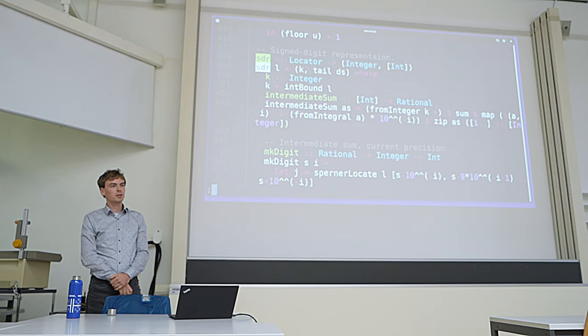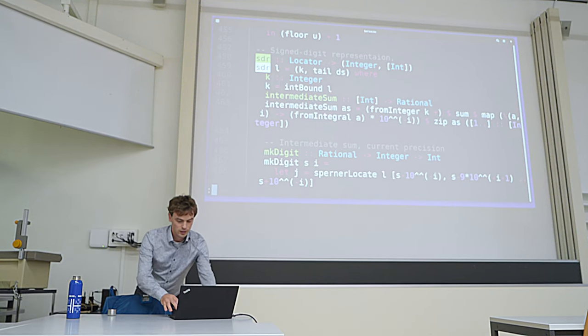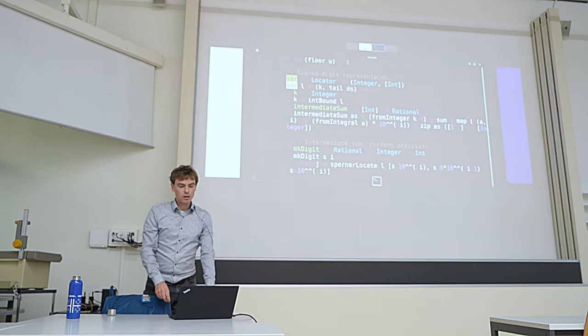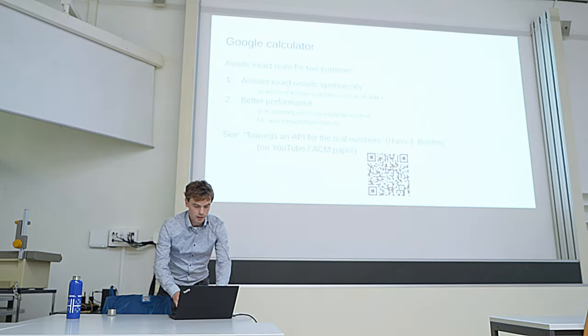I hope that answers your question, although it may have also raised a few new ones. So this means that equality isn't implemented for locators. You only have equality between fixed precision values. Thanks for bringing it up. I have a slide about that.